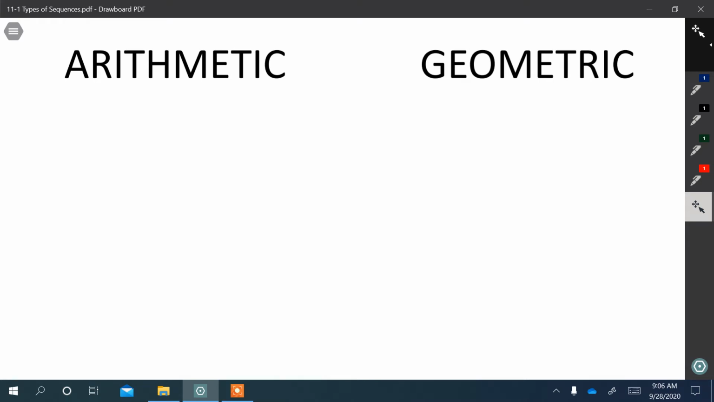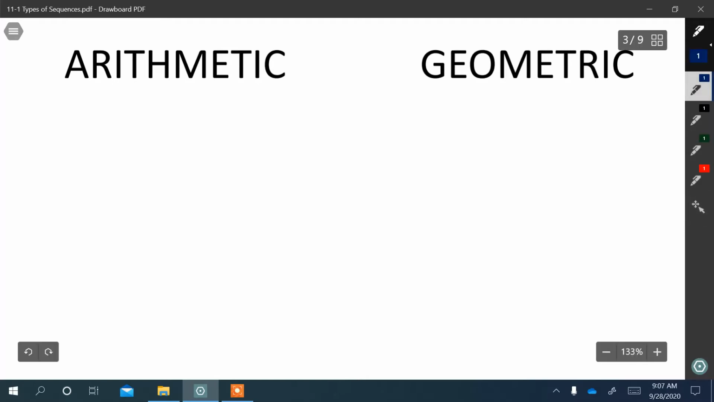Alright guys, so today we're going to be studying sequences, and this is an introduction to sequences. Sequences are simply a list of numbers, and that list of numbers usually follows a pattern. For example, we're going to start with arithmetic sequences. Okay? Arithmetic sequences follow a pattern as well, and you're going to tell me what it is in a second.